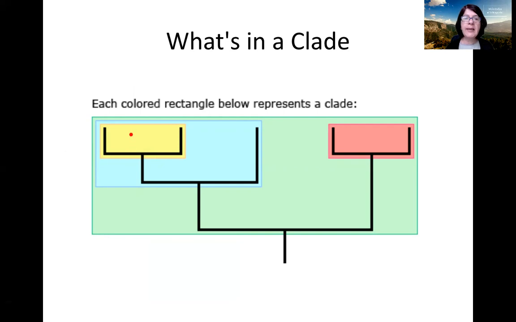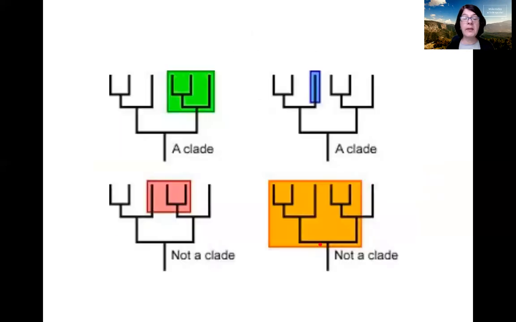A clade can also be nested within a larger clade. So here's a common ancestor, and one of its descendants right here. The second descendant of that ancestor is the common ancestor of these two. So the yellow clade is nested within the larger blue group, and the blue group is nested within the larger green group. Again, the ancestor and all of its descendants.